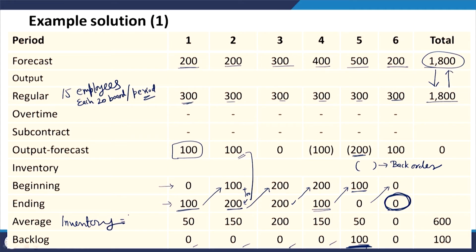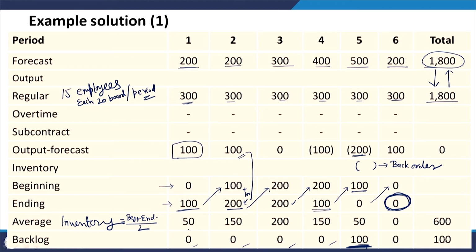So, this is beginning plus ending divided by 2. So, 100 plus 0 divided by 2, that makes 50. 100 plus 200, 300 divided by 2, 150. 200 plus 200, 400 divided by 2, 200. 200 plus 100, 300 divided by 2, 150. 100 plus 0 equals 100 divided by 2, 50. 0 plus 0 divided by 2, it is 0. So, that is my average inventory level for the 6 periods.